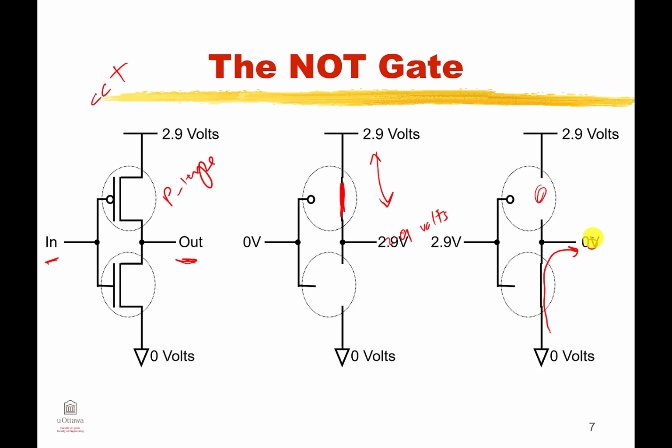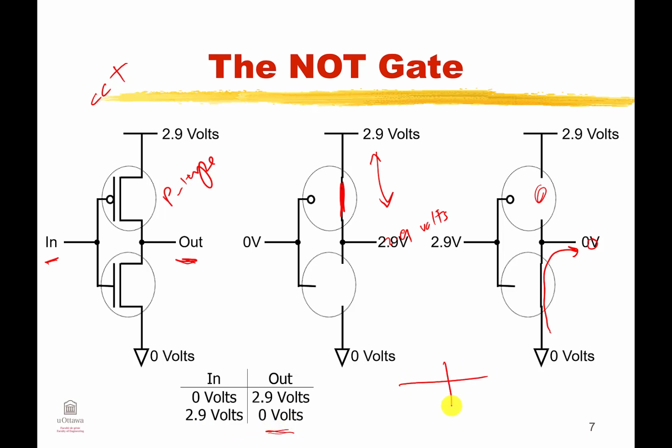Okay, so as we can see, guys, we can describe the operation of digital electronics using Boolean expressions. In other words, to describe this circuit: if I have 0 volt at the input, I will get 2.9 volts at the output. And if I get 2.9 at the input, I will get 0 volt at the output.